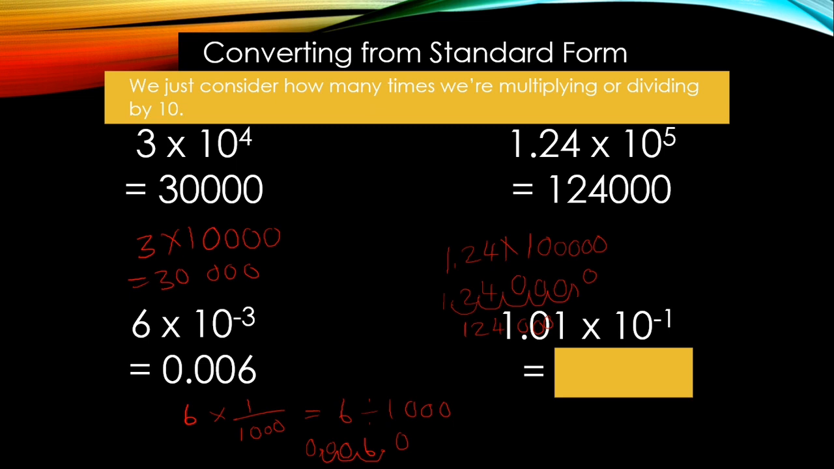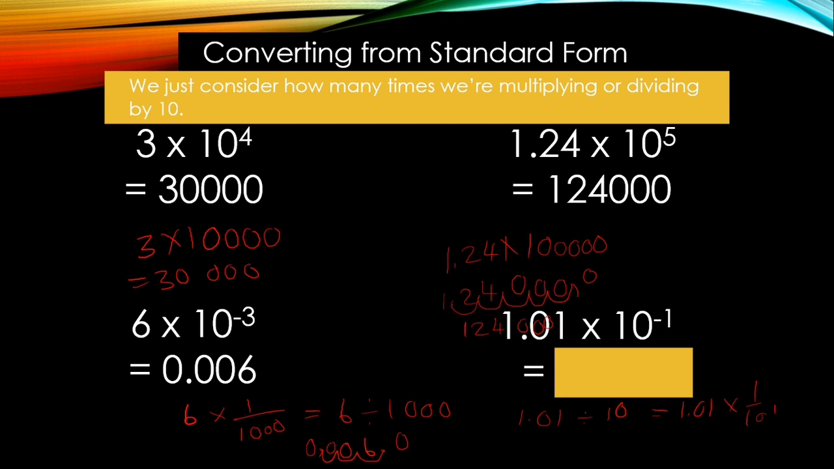Here again, you can notice that the power is negative, and we're going to move to the left. So we're going to be dividing. So since the power is 1, but it is negative, we're going to move 1 place to the left. So 1.01 will be like this, 1.01 divided by 10. This is the same as 1.01 times 1 over 10 to the power 1. Okay? So you just find which method is easiest for you.